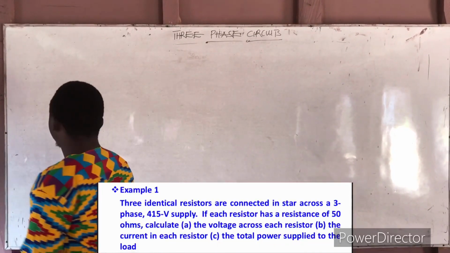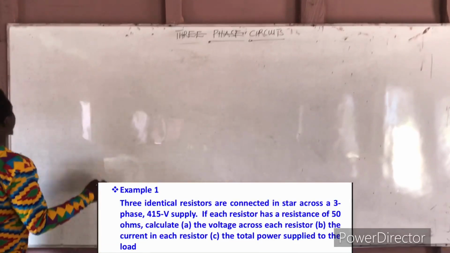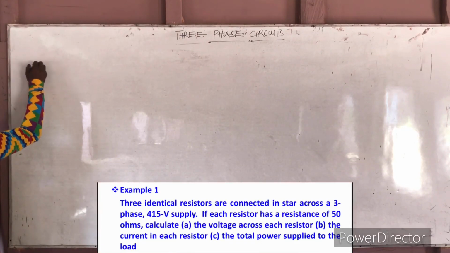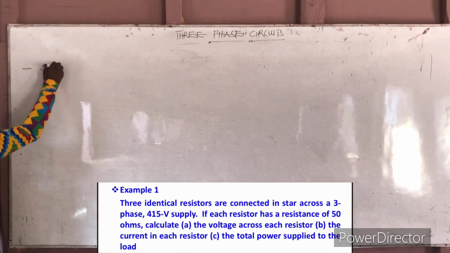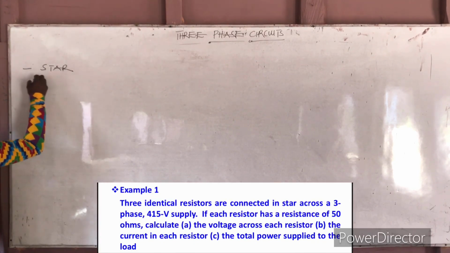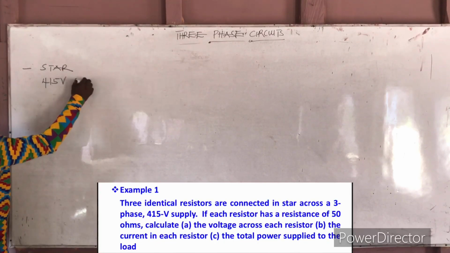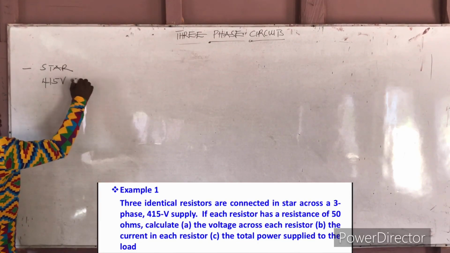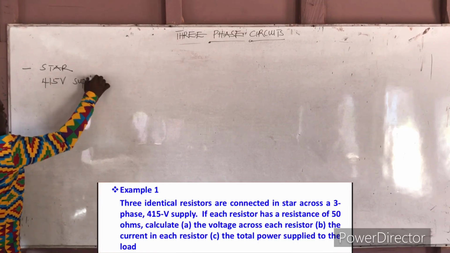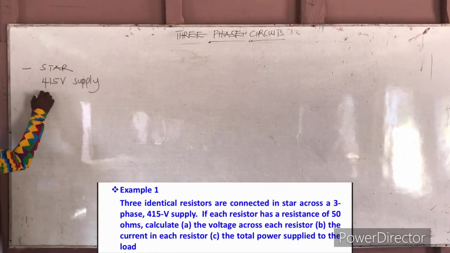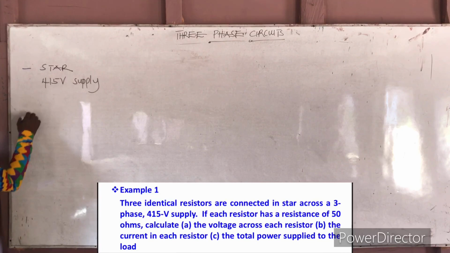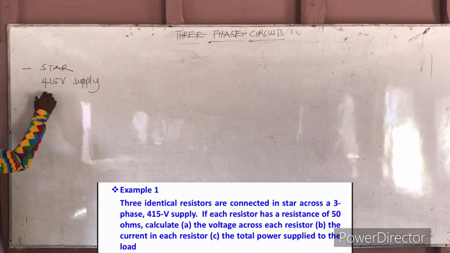Three identical resistors are connected in star across a three-phase 415 volt supply. If each resistor has a resistance of 50 ohms, calculate A, the voltage across each resistor, and B, the current in each resistor, and C, the total power supply to the load.